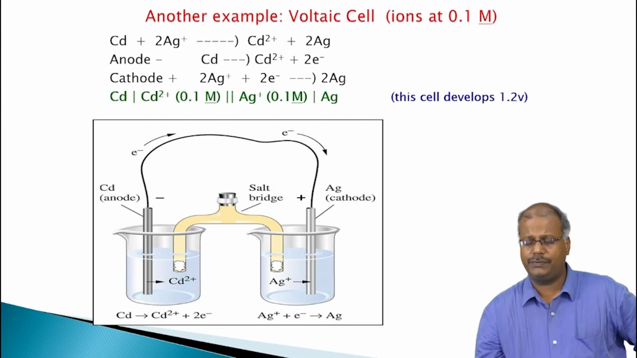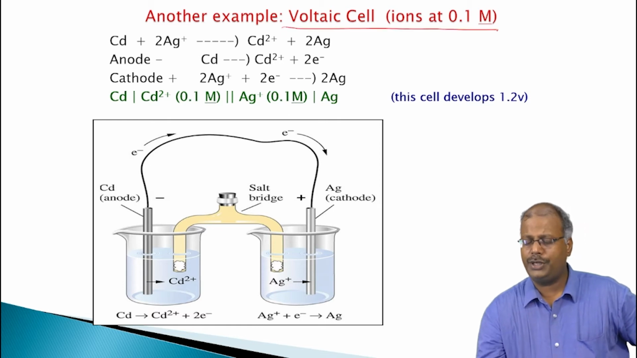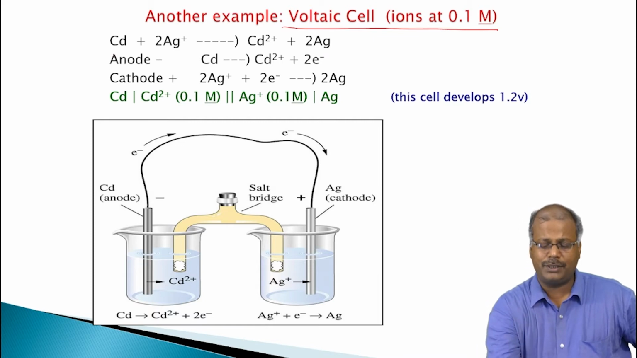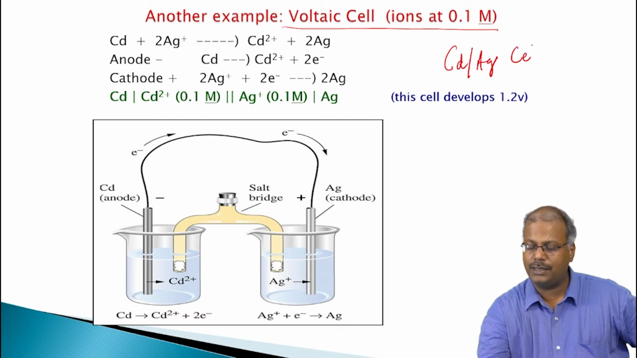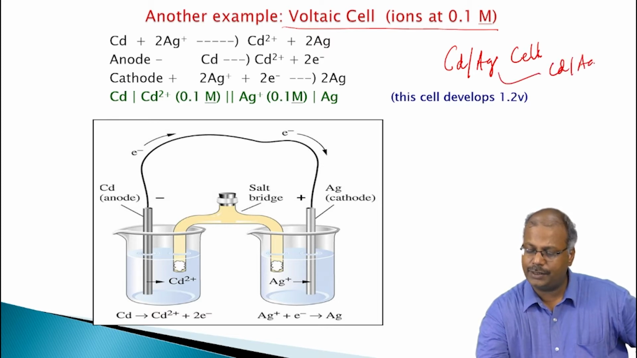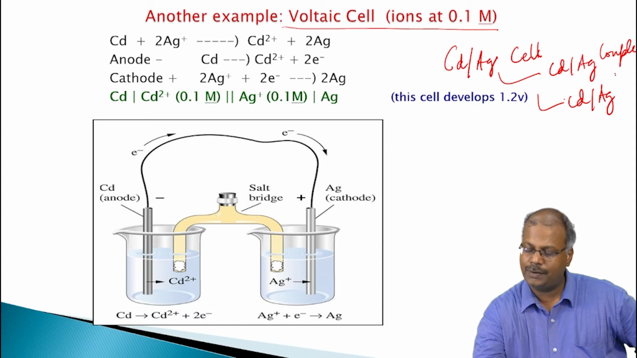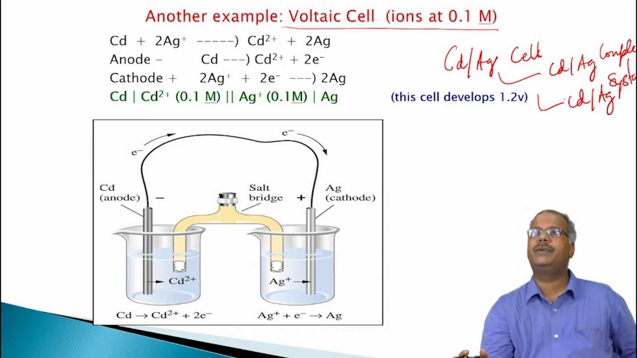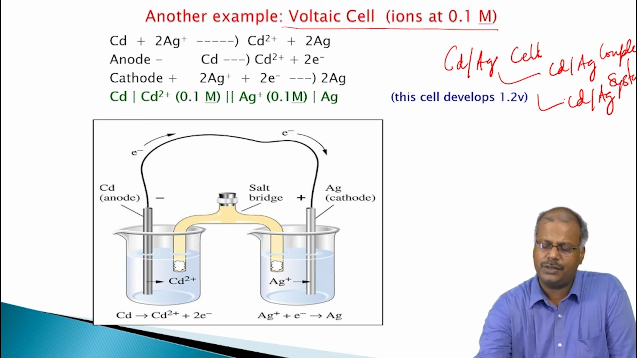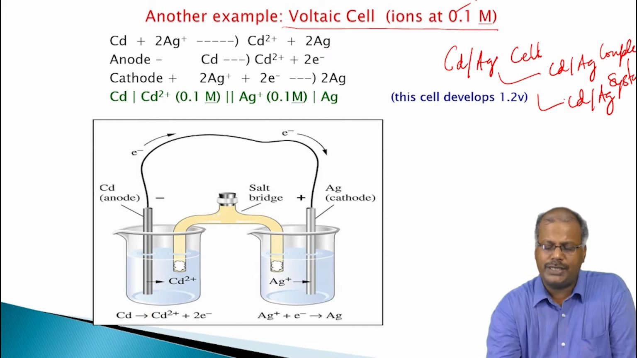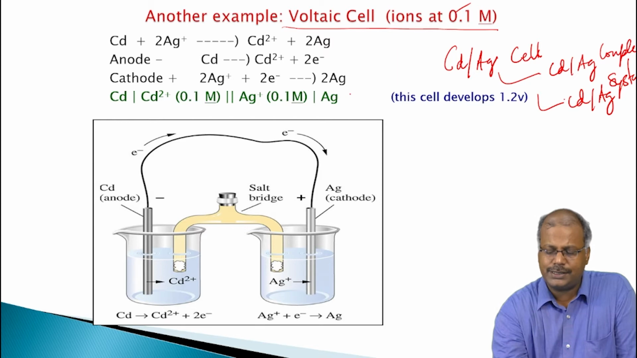Another example of a voltaic cell, with the concentration of ions at 0.1 molar. For example, cadmium-silver. You can call it the cadmium-silver cell, couple or system, or by name, the cadmium Ag electrochemical cell or voltaic cell. The concentration of ions is 0.1 molar. So what is the anode here? This is the cell representation.